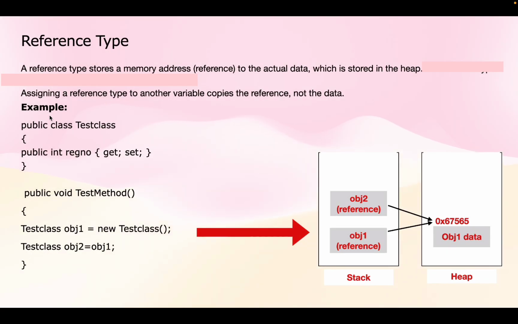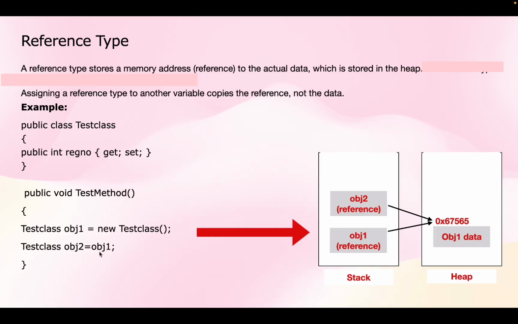And here I created a class, and this class has only one property, register number, and here I created a method, test method. Inside this method I created an object for the test class, and after completing execution of this line, this object1 value will be stored as null inside heap memory, and the reference, that means the memory address of that value, will be stored in stack memory. And in the next line I just assigned object1 into object2.